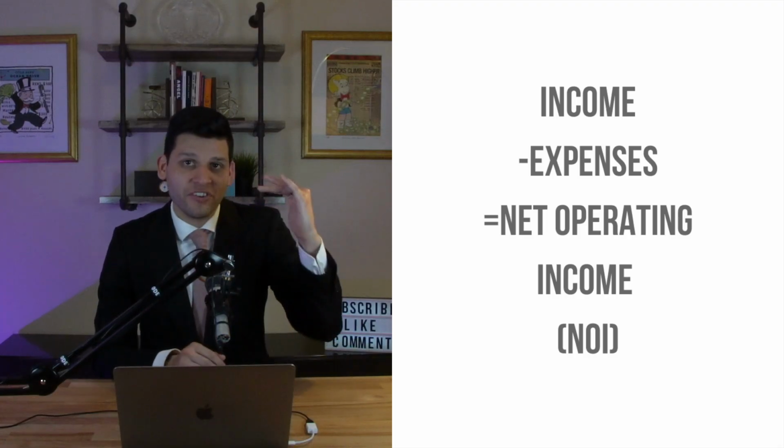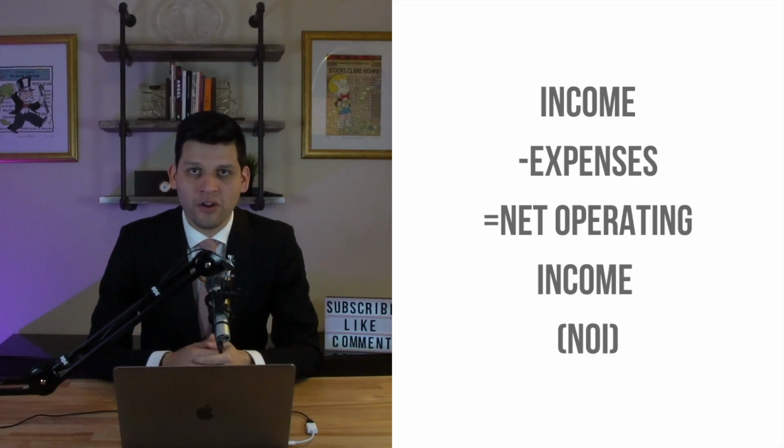So you may have guessed it by now, the net operating income formula is not very difficult to uncover. It's actually just your income minus your expenses equals your NOI. And I have a great video about cap rates. I'm going to link it up here. It talks about how you can utilize your net operating income to determine the cap rate of the property.